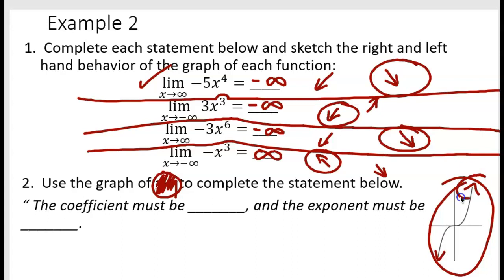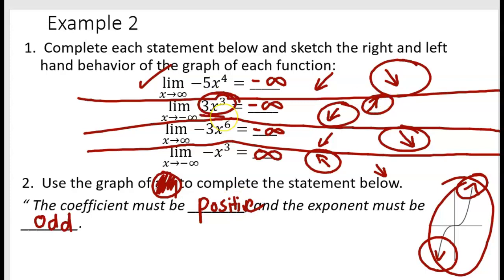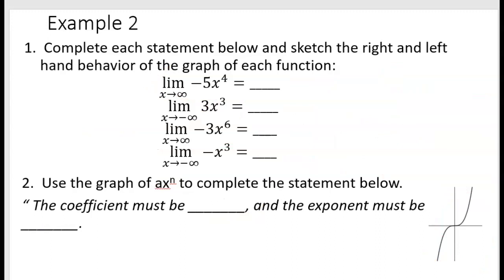Well, as you can see, it's up on the right and down on the left. Now, they're going in opposite directions. So I know that my exponent should be odd. What do I know about the coefficient, though? Because when you have an odd exponent, it could be down on the left, up on the right, or it could be up on the left and down on the right. In this case, since I have up on the right, down on the left, that means my coefficient must be positive. Okay? So it's like this one here. Up on the right, down on the left. So I have a positive coefficient and an odd power. All right? Okay, so that is doing end behavior with equations instead of just graphs.